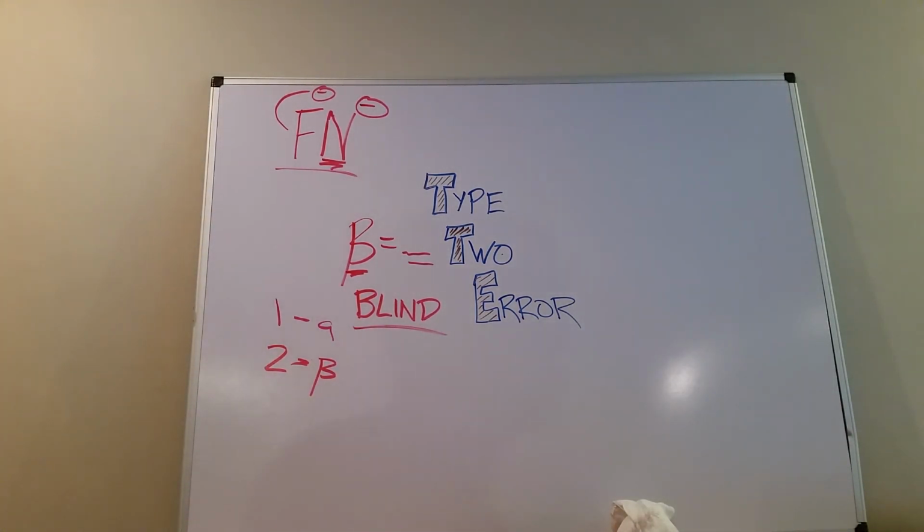That is a redundant, repetitive introduction to the type 2 statistical error, beta. Blind, you dig?